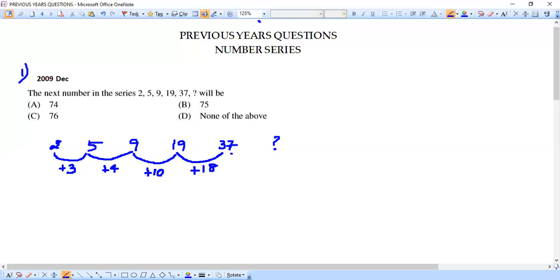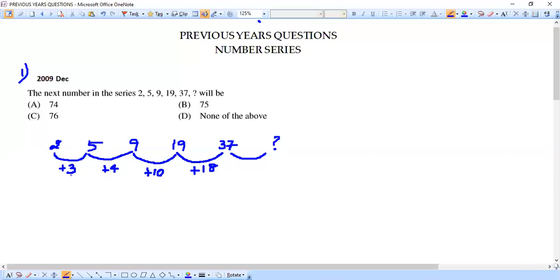And what comes next is going to be our question. We'll see what pattern is formed with these numbers: plus 3, plus 4, plus 10, plus 18. But unfortunately, we are not able to find any pattern. The moment we see it, we should be able to catch some pattern, and only then do we have a proper pattern. We are not able to get any proper link with these numbers.